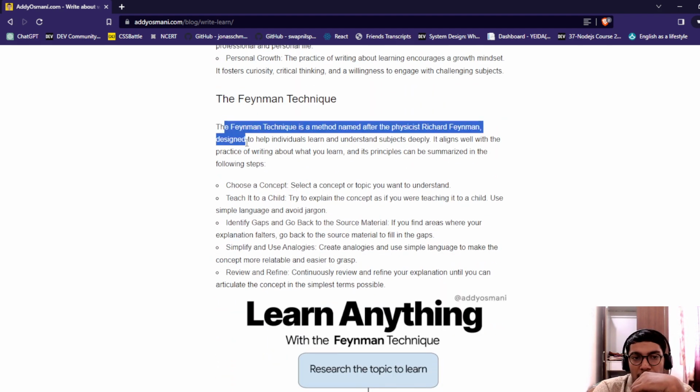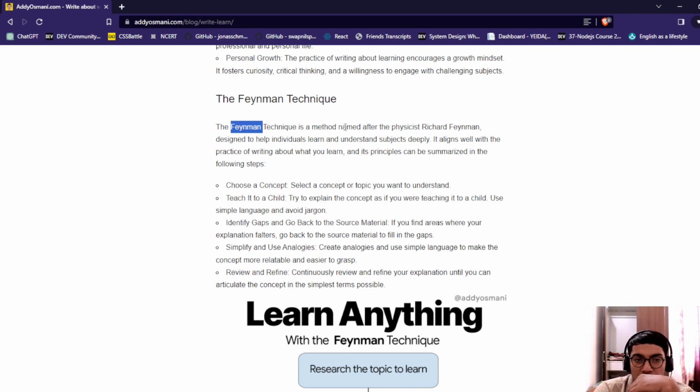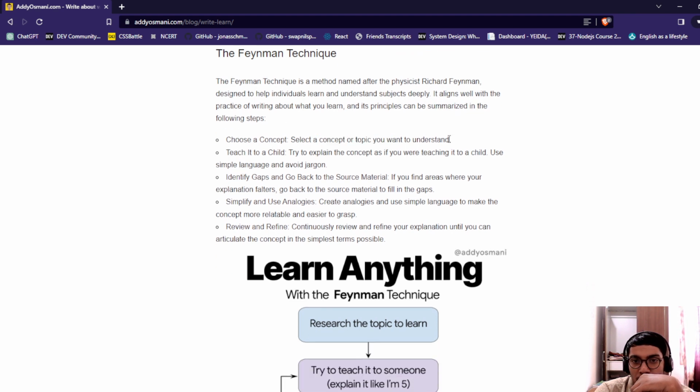The Feynman technique. Feynman was a great scientist who taught the concept of how to learn things. The Feynman technique is a method named after the physicist Richard Feynman, designed to help individuals learn and understand subjects deeply. It aligns well with the practice of writing about what you learn, and its principle can be summarized in the following steps. Choose a concept: select a concept to learn.